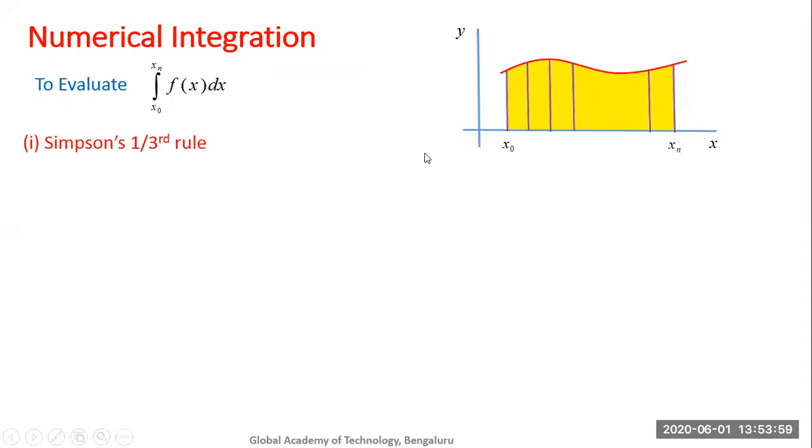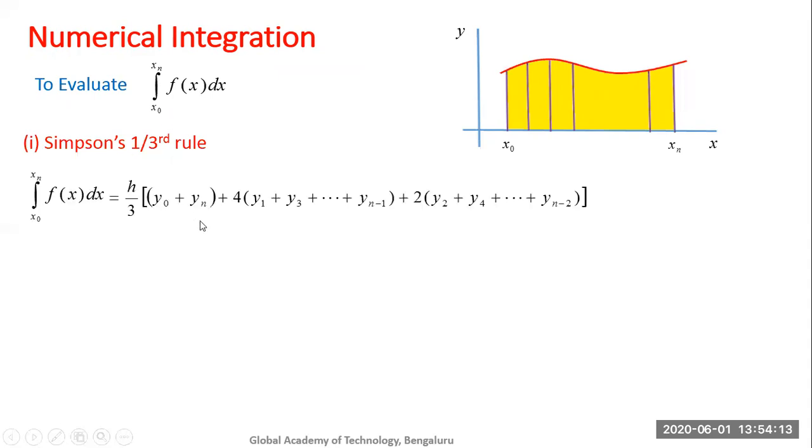The various formulas to find the value of this integral we call numerical methods. The first one is Simpson's 1/3 rule. This is the method to find the value of this integral, which is given by h by 3 times y0 plus yn plus 4 times (y1 plus y3 plus y5 and so on up to yn minus 1) plus 2 times (y2 plus y4 and so on up to yn minus 2).